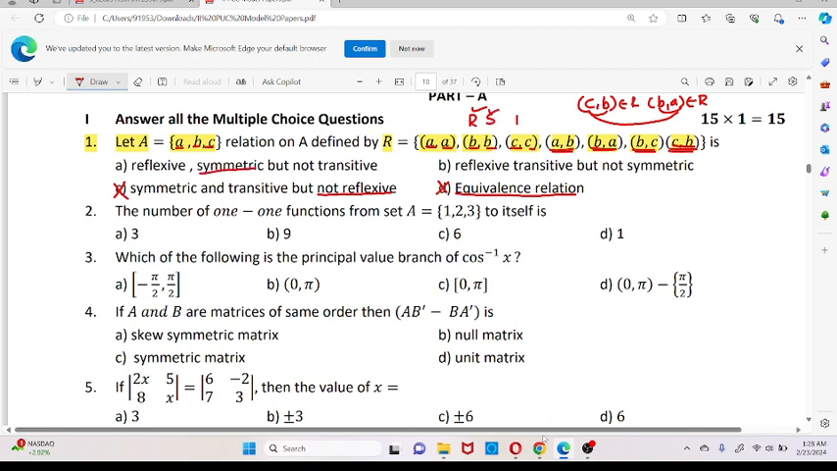But it is not at all transitive. So I think it is reflexive, symmetric but not transitive. So I will go with option A, right? So this is one of the model question paper questions.